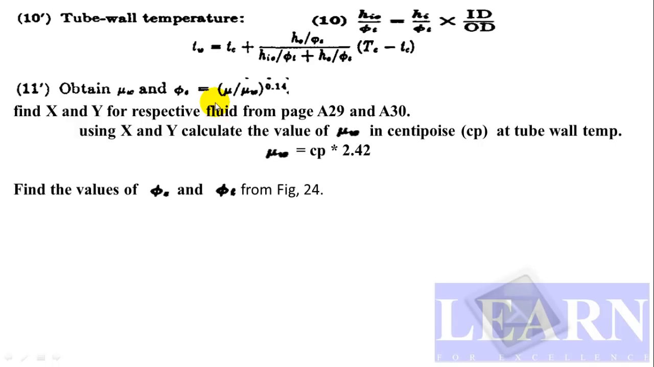Previously we calculated mu W, but at that time there was no tube wall temperature, so we took the value of mu W at average temperature. Now, after getting the tube wall temperature, we need to find the ratio, or use the graph, with the help of the tube wall temperature. Similarly, as we discussed previously, to find the value of mu, it is the centipoise value of mu into 2.42. We are going to use the same thing.